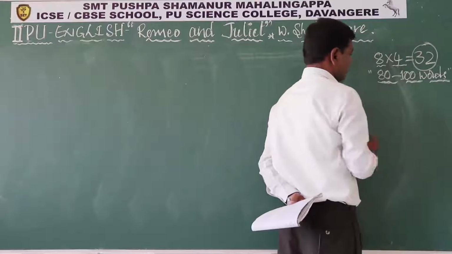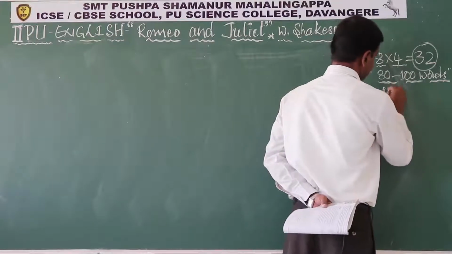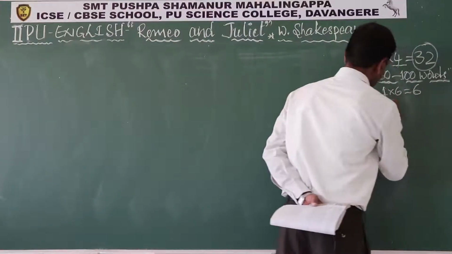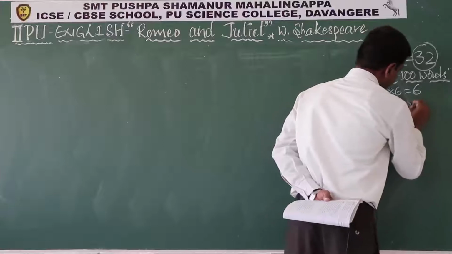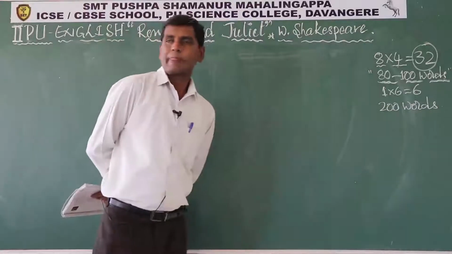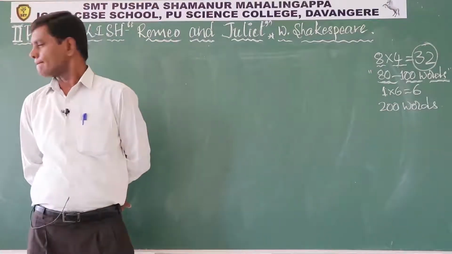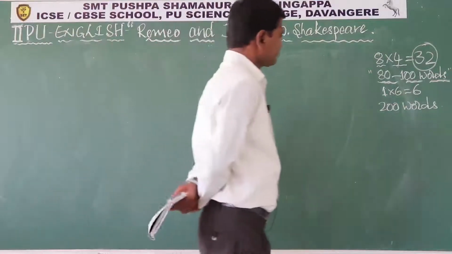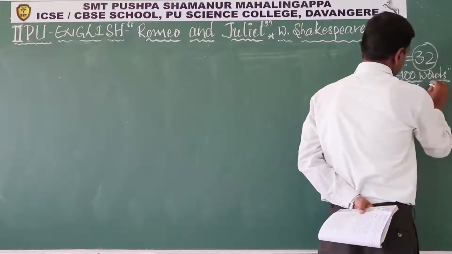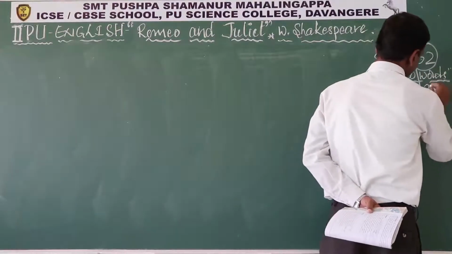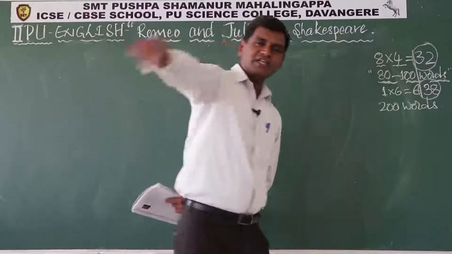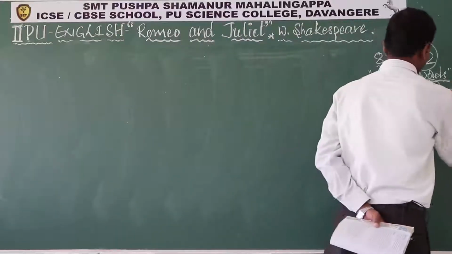Then there is another question, a 6-mark question. There is only one 6-mark question, and there you have to follow only 200 words. Got it? So 6 plus 32, here it is 38 marks. For these 38 marks, whoever scores 38 out of 38 will surely get 100 out of 100 here.